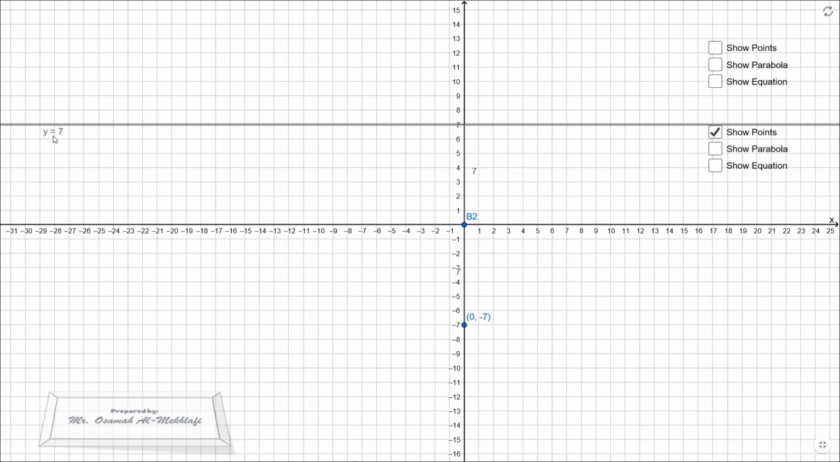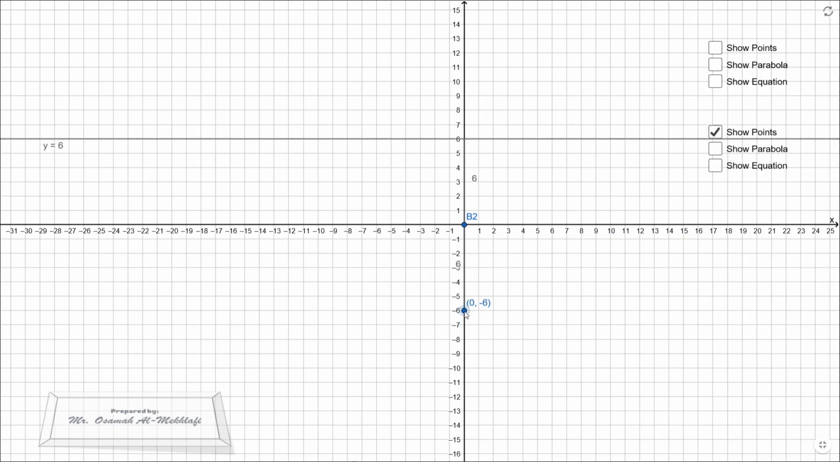And the directrix is also on the y-axis because it's y equals. And the number that we have here, 7, is the opposite of -7. So if you know the focus and you know the directrix, and you know that they are on the same axis, and they have opposite values, then in this case you know it is also a standard position. This happens wherever you move.